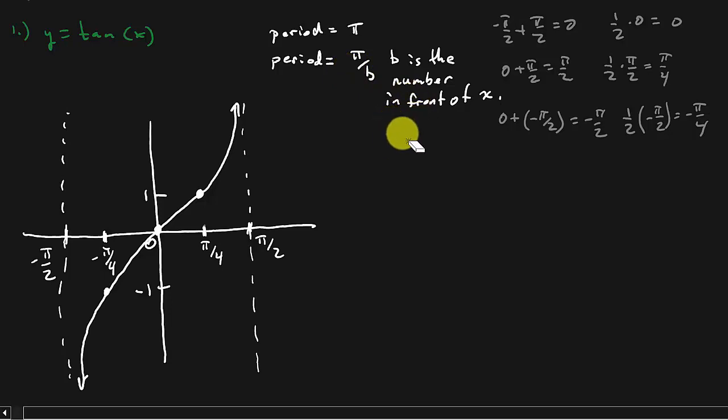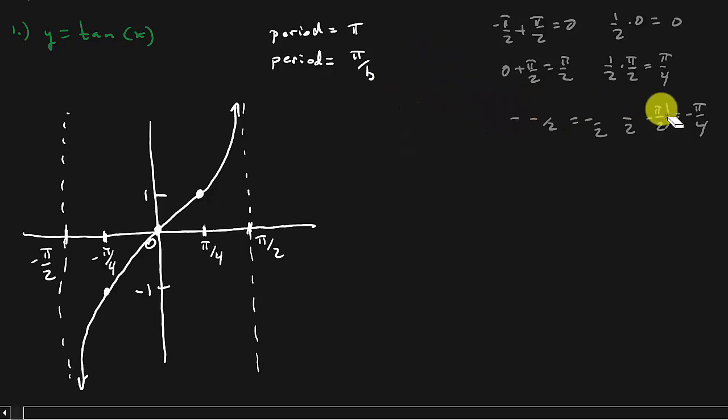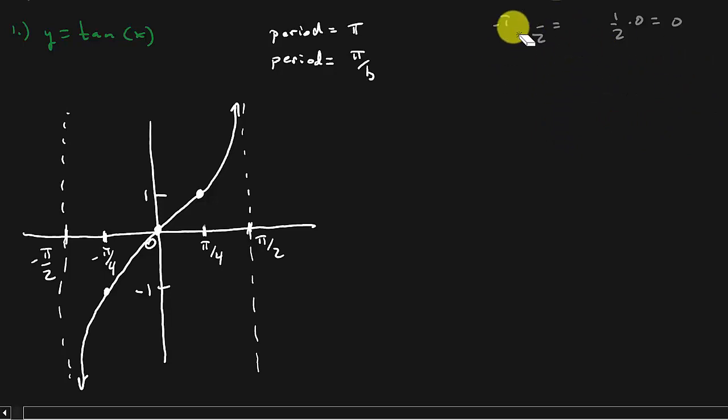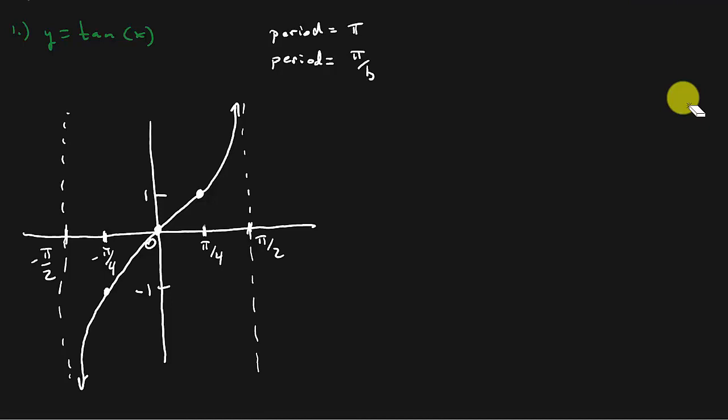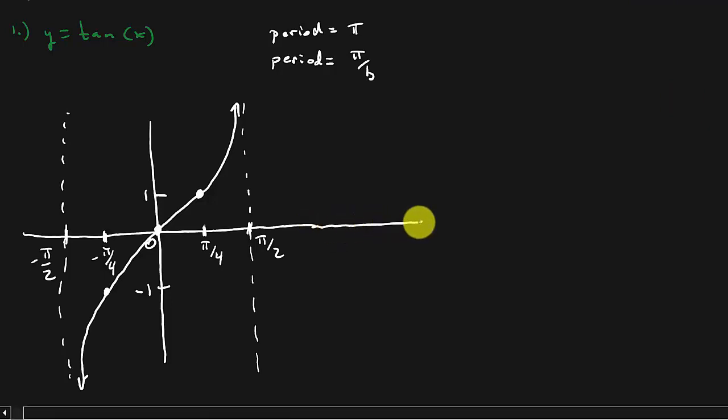All right, so let me erase this because I want to do a little more with this problem. We graphed it over one period, and I want to graph another period. To graph another period, we'll just continue on out this way. If you wanted to, you could continue out to the left. It would be the same thing. But let's just continue out this way.